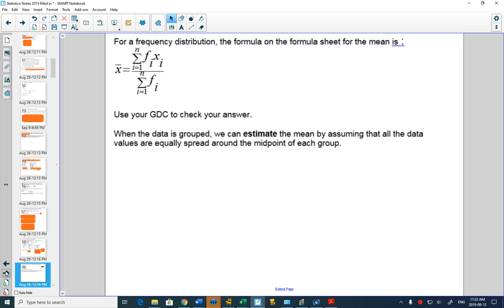Again, there's that formula with all of the information. When data is grouped, we can estimate the mean by assuming that all the data is evenly spread, so you're always taking the middle of the group.